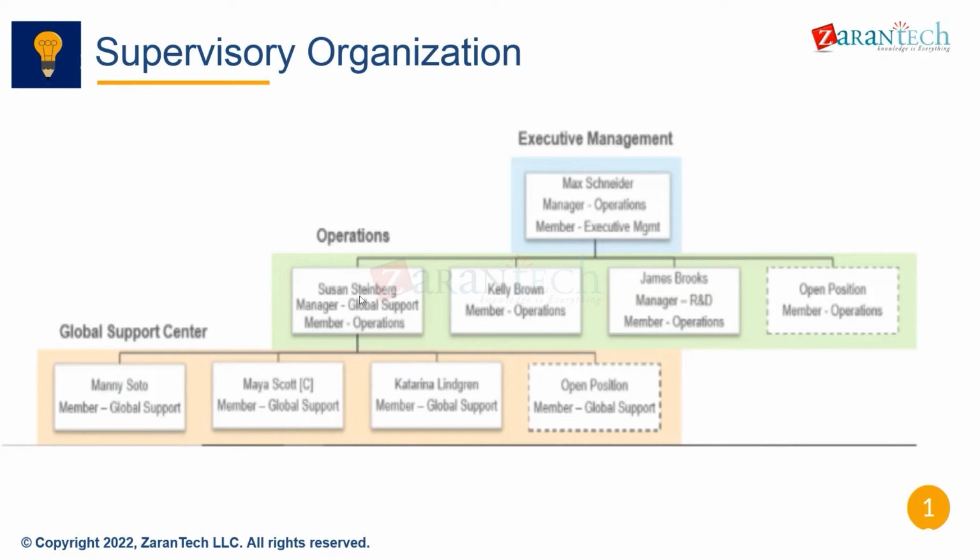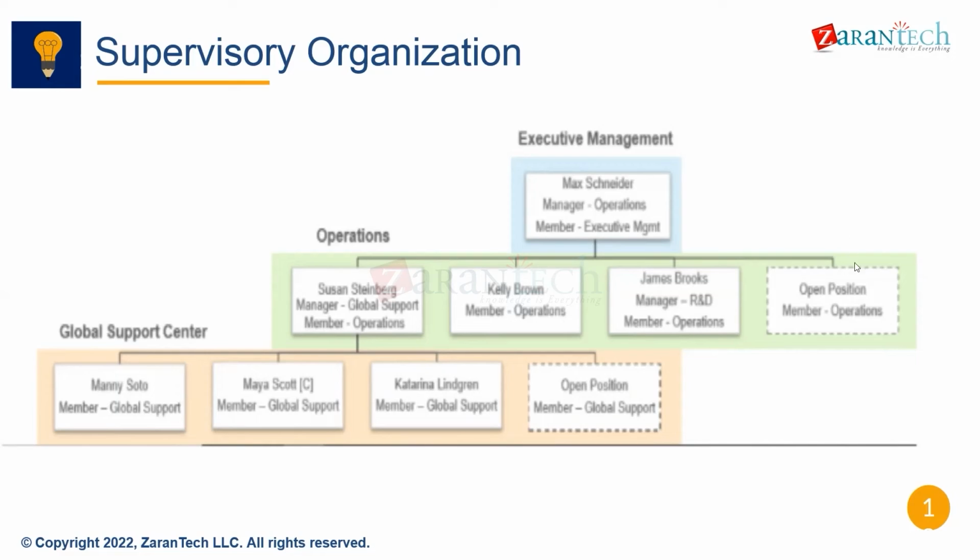Now under Rishabh, there are 4 people, right? Susan is there, Kelly is there, James is there. They might have certain people under them, or they might be independent managers as well, right? It is not always that we have certain people under them. There could be people who are just working as individual contributors.